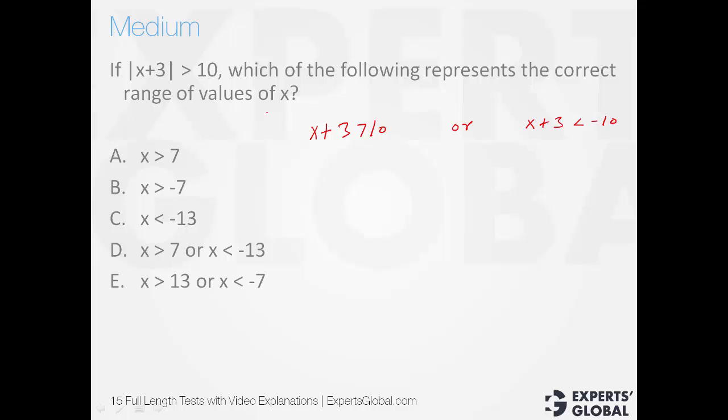Imagine if the value of x plus 3 becomes -11, then mod of -11 would become 11, which would be greater than 10. So there is another set of values for which this inequation would hold, and therefore there have to be two separate ranges. This gives you x is greater than 7. This gives you x is less than -13. The answer is not x is greater than 7. The answer is not x is less than -13. The answer is a combination of these two.